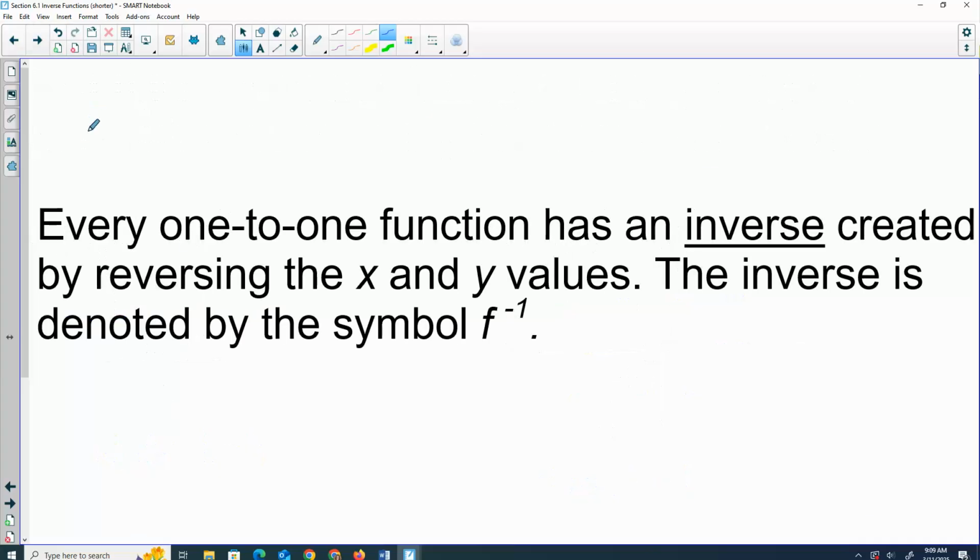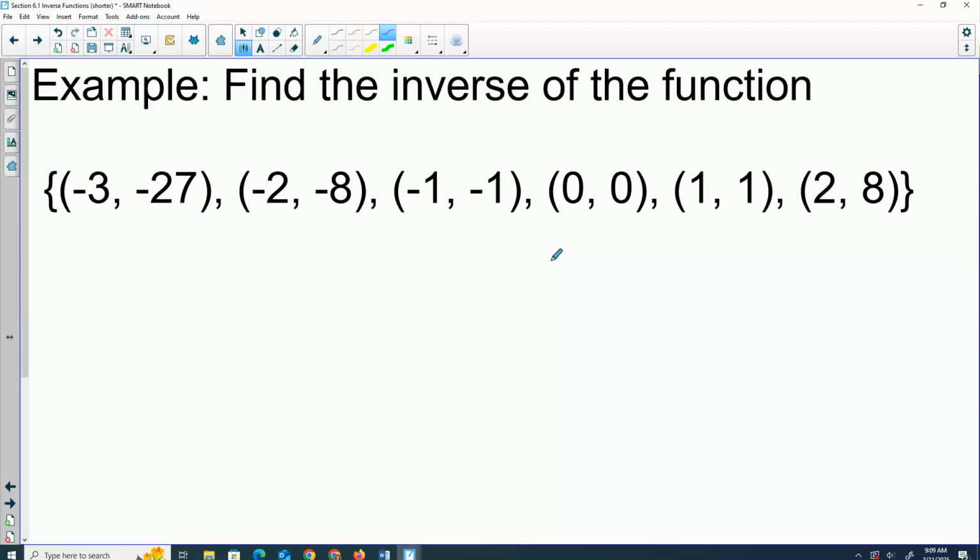So, in general, if something is 1 to 1, then it has an inverse. The inverse is the opposite. So what it does is essentially reverses the x and y's. The notation is f to the negative 1. Negative 1 here is meaning an inverse, just the opposite. So if I gave you a set of ordered pairs and I asked you to find the inverse, all the inverse does is reverses the x and the y.